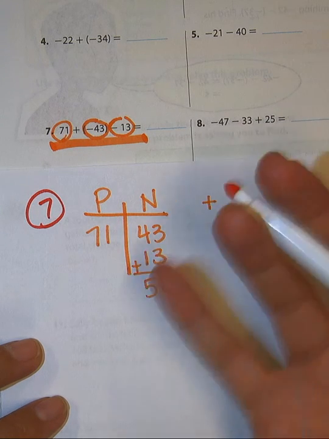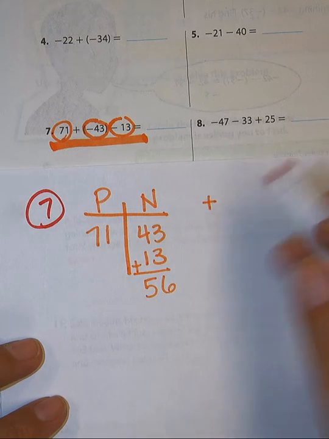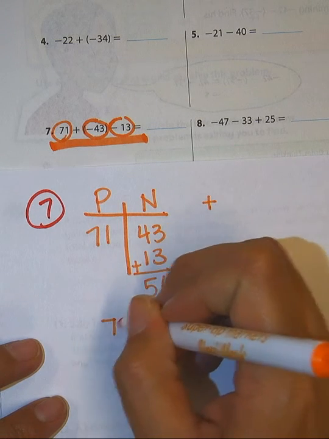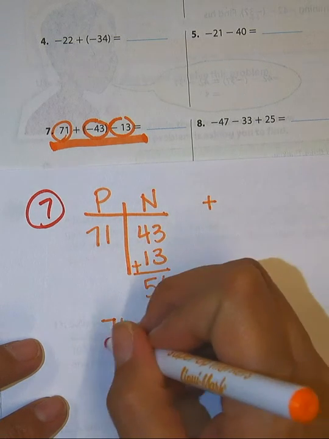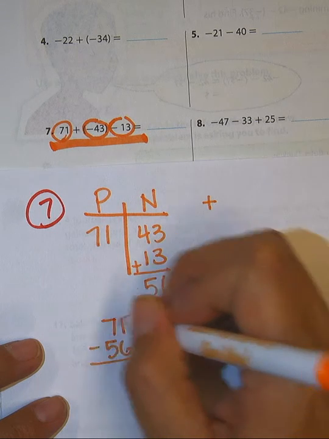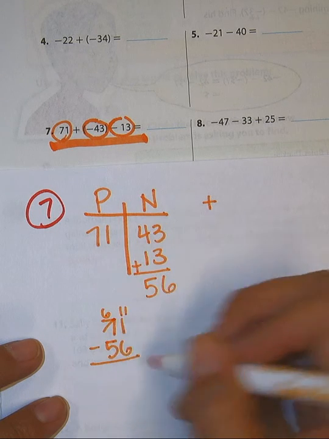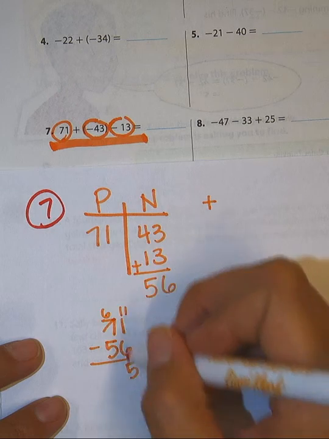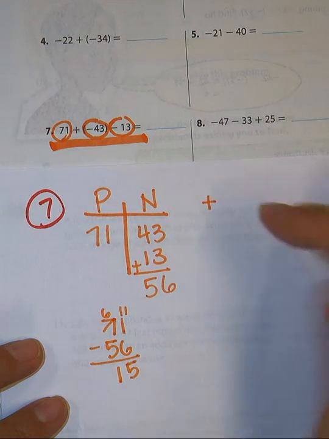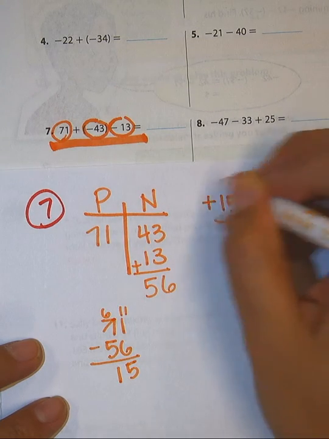And then, of course, everybody wants to know, well, how many did you win by? So that's where the subtraction comes in. Your 71 minus your 56. Okay, we would borrow. 11 minus 6 is 5. 6 minus 5 is 1. And that leaves me with a positive 15 for that answer.